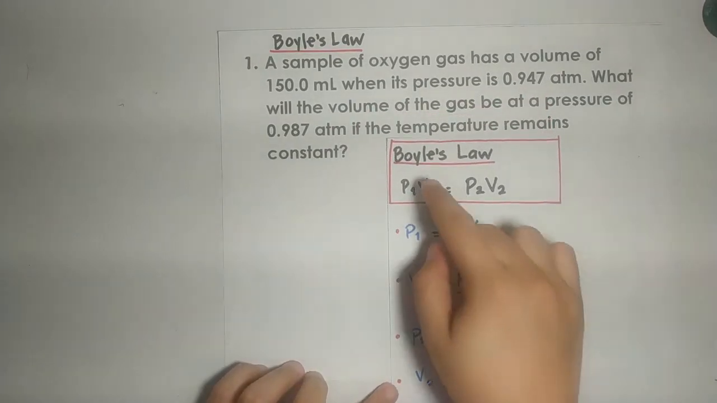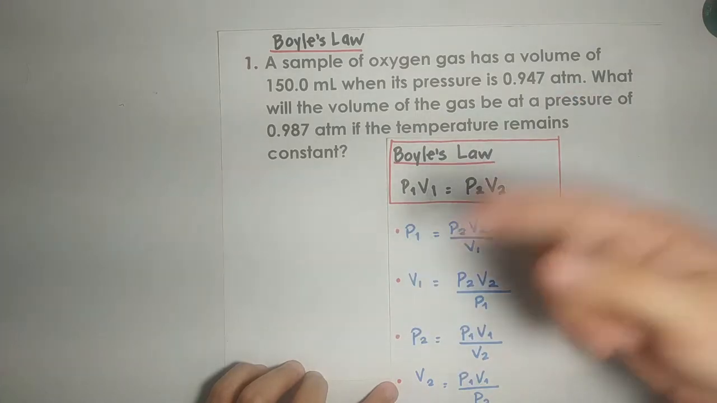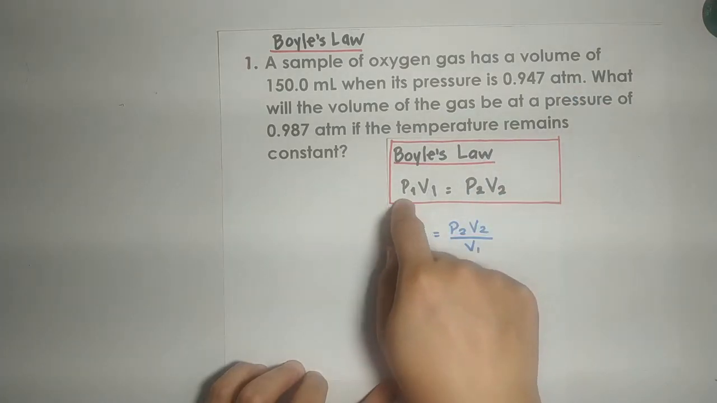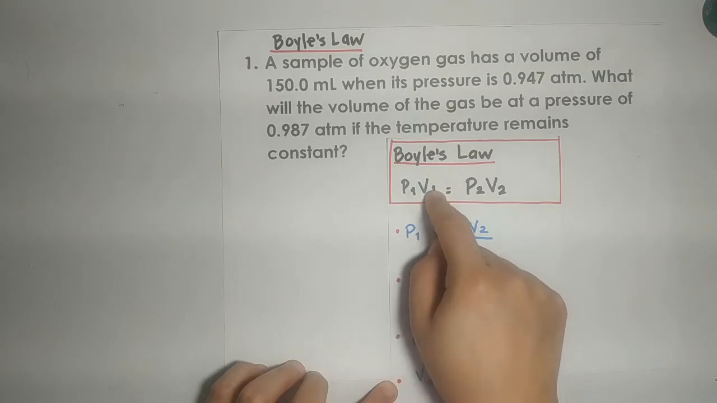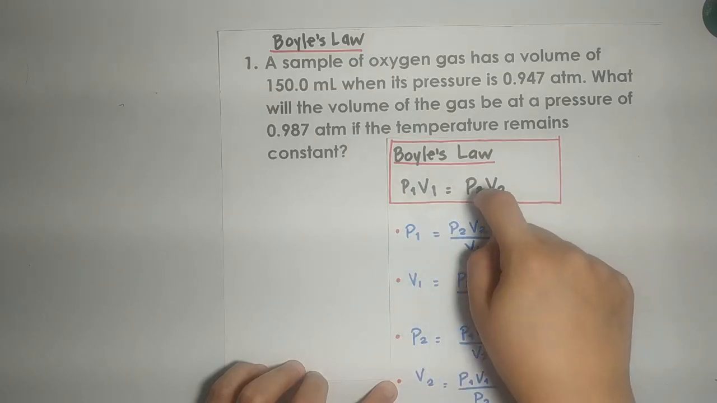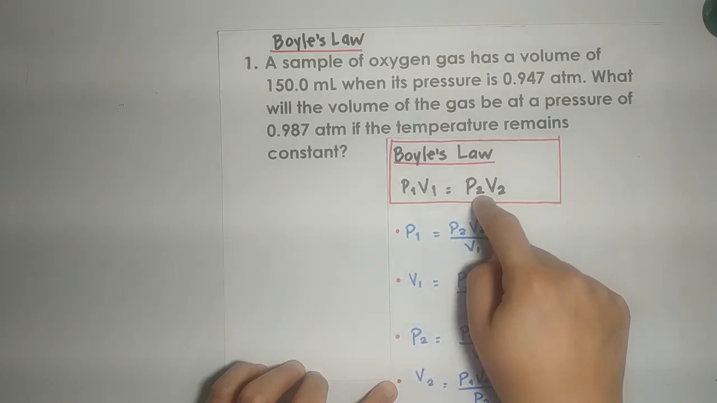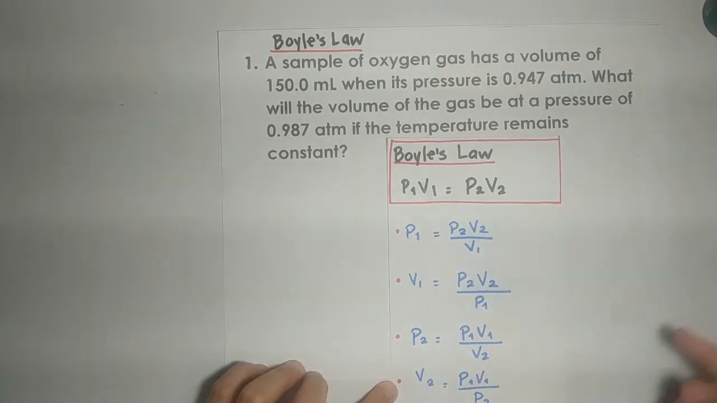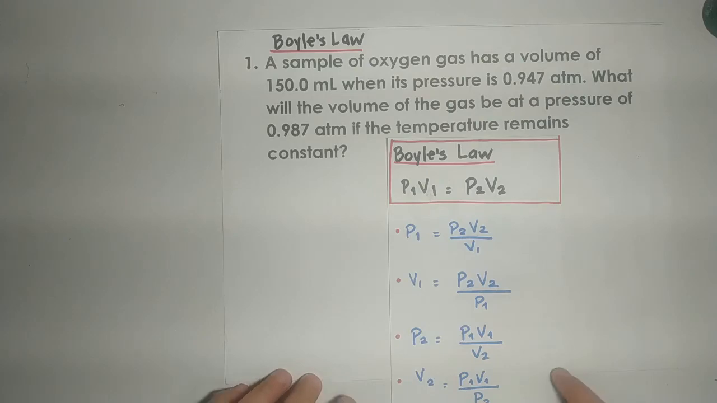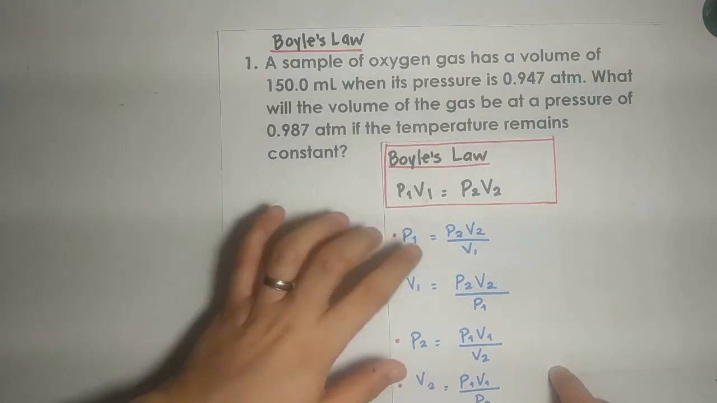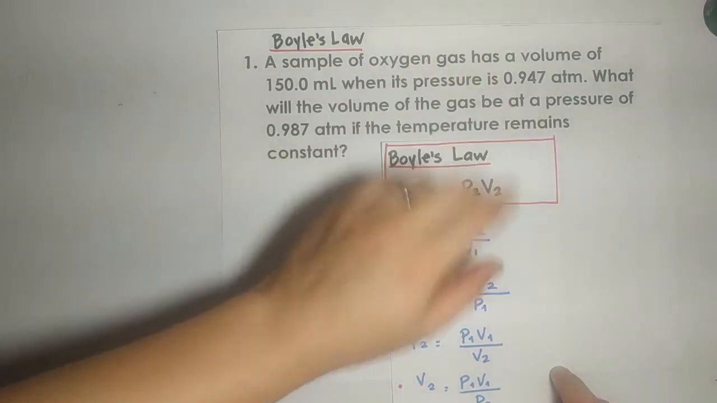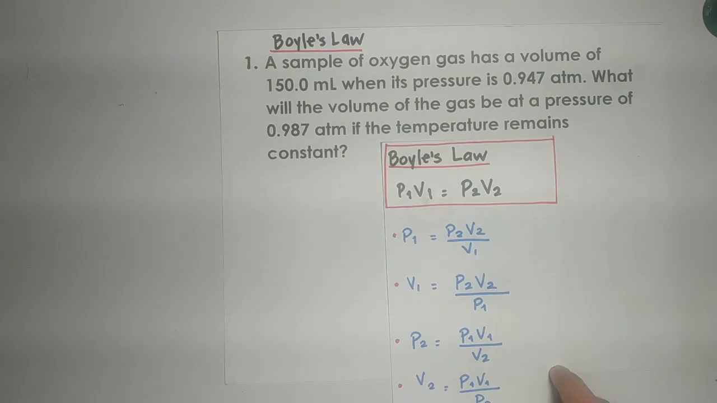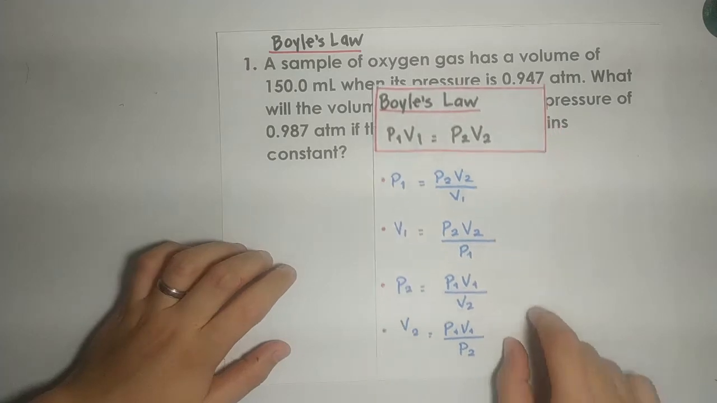Okay. From the main equation, we have initial pressure times initial volume equals final pressure times final volume. Now if you need to isolate any of the variables in the equation, this is how you do it.